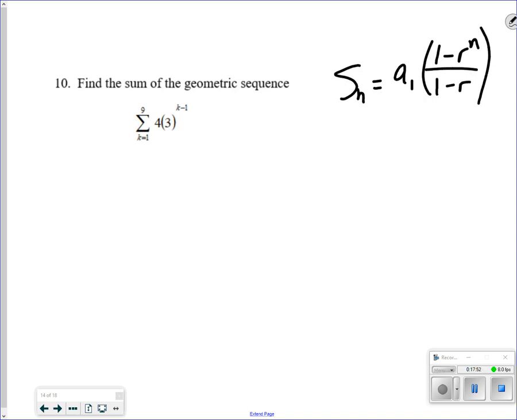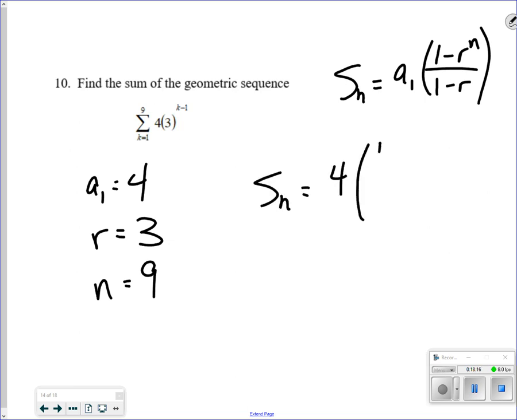So the three things I need to know: I need to know what a sub 1 is, I need to know what r is, and I need to know what n is. So let's look at this. A sub 1: if I plug 1 in for k, I get 4. Now, you can go ahead and find some terms, but the rate is going to be 3, because that's what's raised to the k minus 1 power, and there are 9 terms. So now I know enough. So 1 minus r raised to the 9th over 1 minus r.